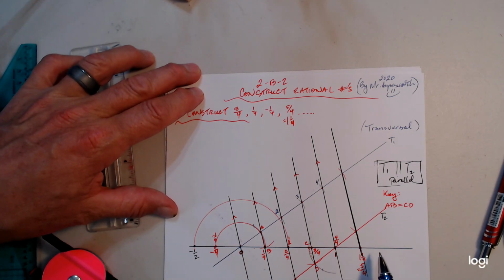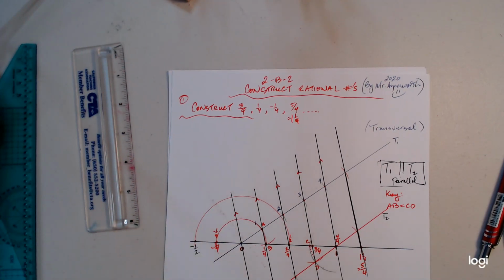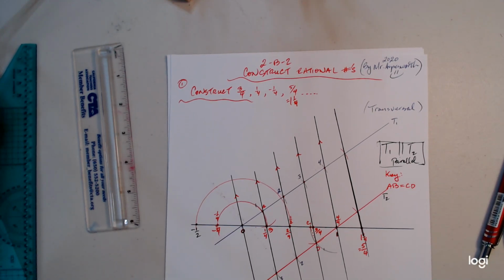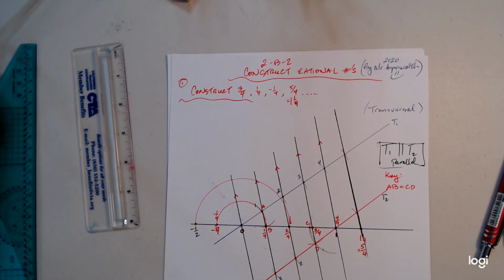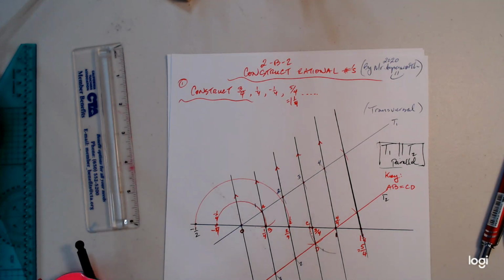You can get improper fractions. I mean, there's many things you can do. So I don't know what you guys think about that. That's another method of constructing a rational number called a fraction, like 3/4, 1/4, negative 1/4, and so on. What do you think? Do you like this method better than the previous one?